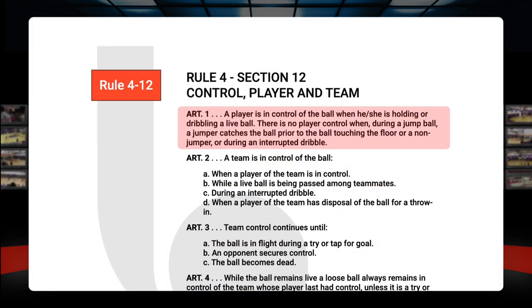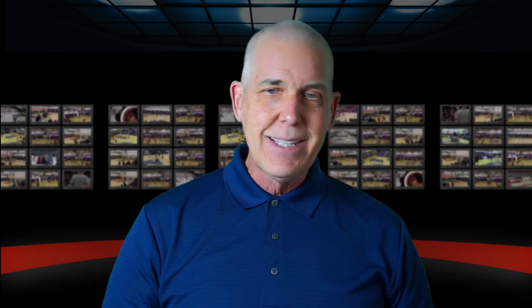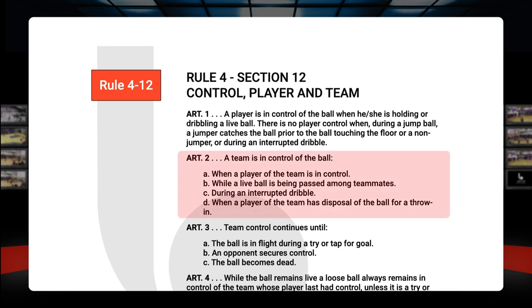Article 1 also says there is no player control when, during a jump ball, a jumper catches the ball prior to the ball touching the floor, or a non-jumper, or during an interrupted dribble, right? Which is an important concept. But the most important concept, a player is in control of the ball when he or she is holding or dribbling a live ball. Article 2, a team is in control of the ball.